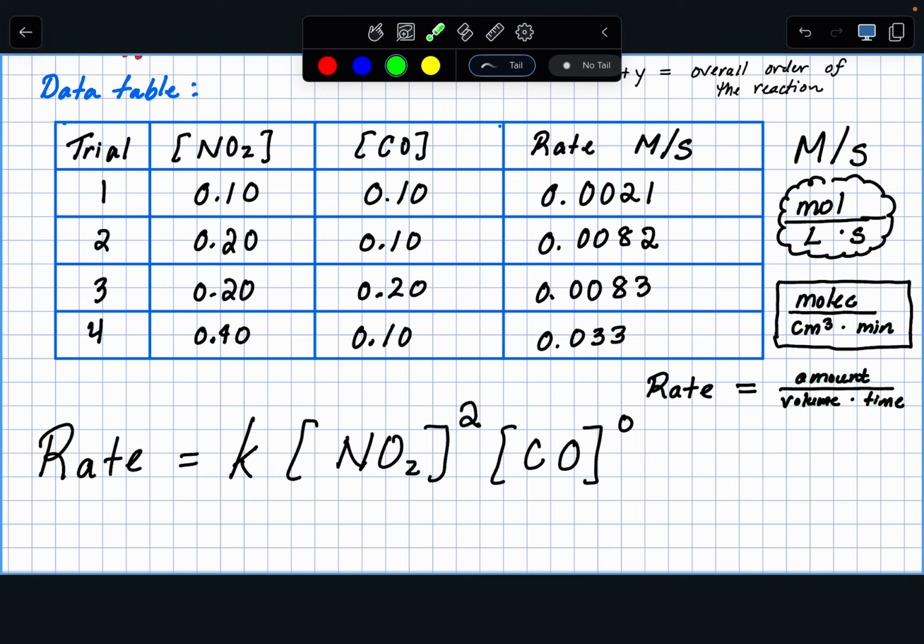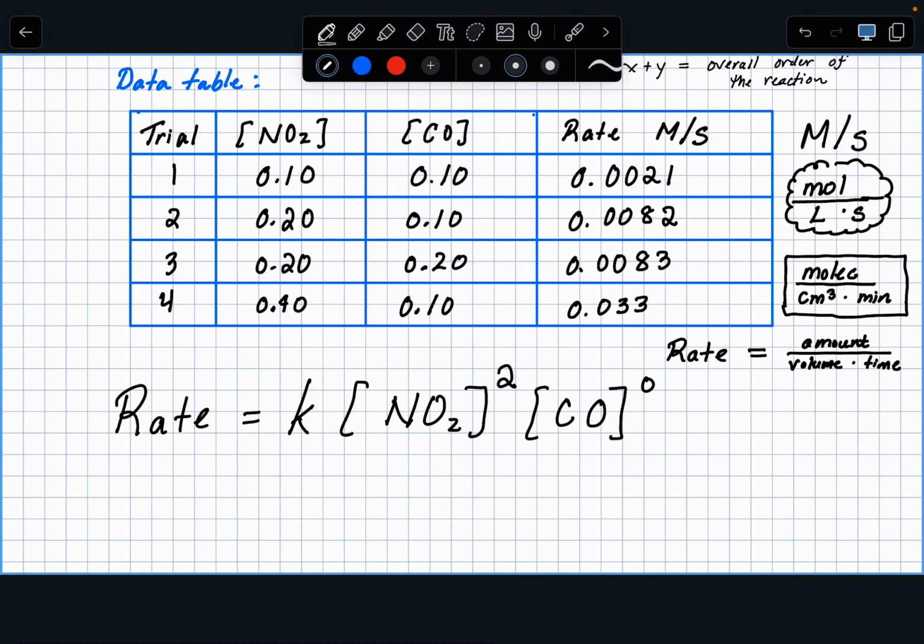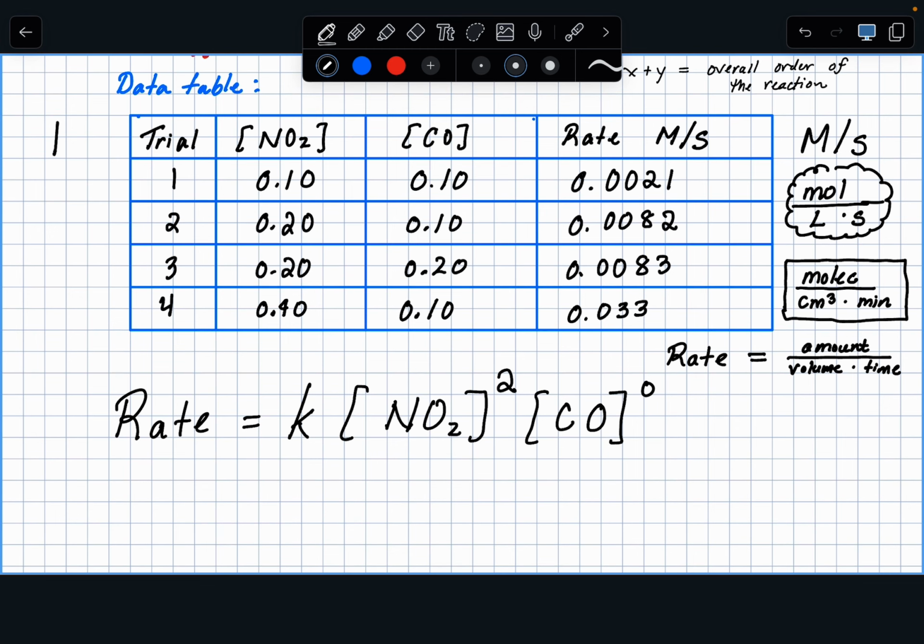All right, so how do you solve then for your rate constant? You can pick any trial, or you could do all 4, but realistically, if the experiment is done well, you should be able to pick any trial and get the same rate constant for each one. If not, you can do all 4 and then average them. So you could find the rate constant for trial 1, trial 2, trial 3, and trial 4, and then average them. But typically the rate constant will be close enough that you could just pick any trial.